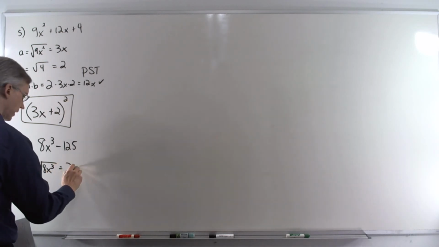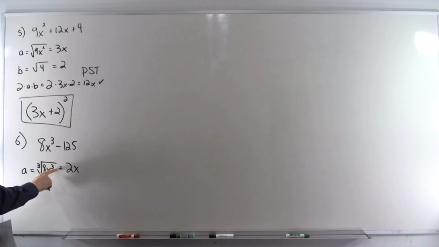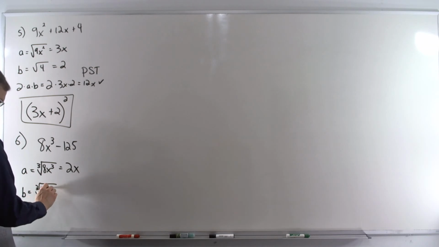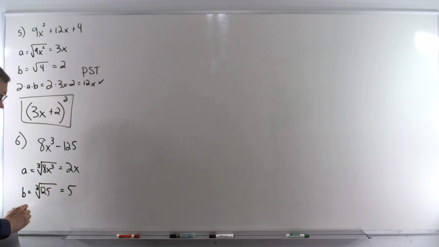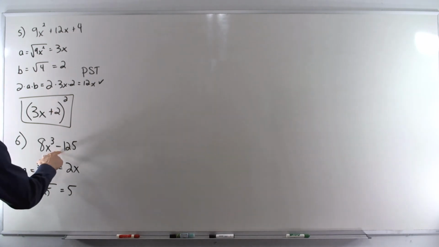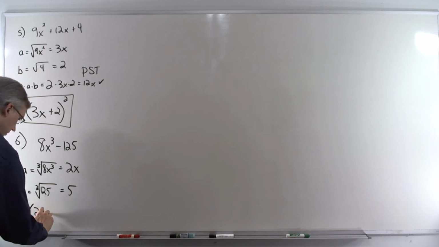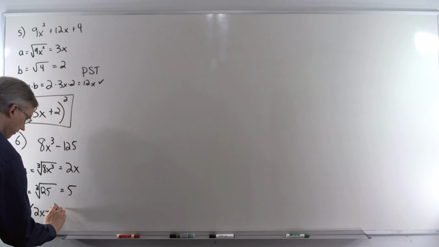Third root gives us 2x, and we're going to divide the exponent by 3, divided by the index. So 3 divided by 3 is 1, so we get x to the first power. B is the third root of 125, and that is 5. Now we can put that into the formula. So we have subtraction, so the first binomial is going to be subtraction, so that's 2x minus 5.